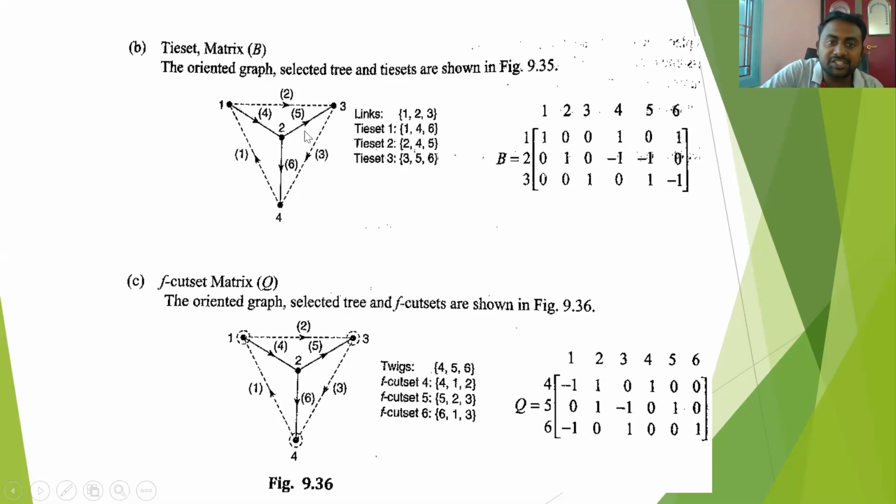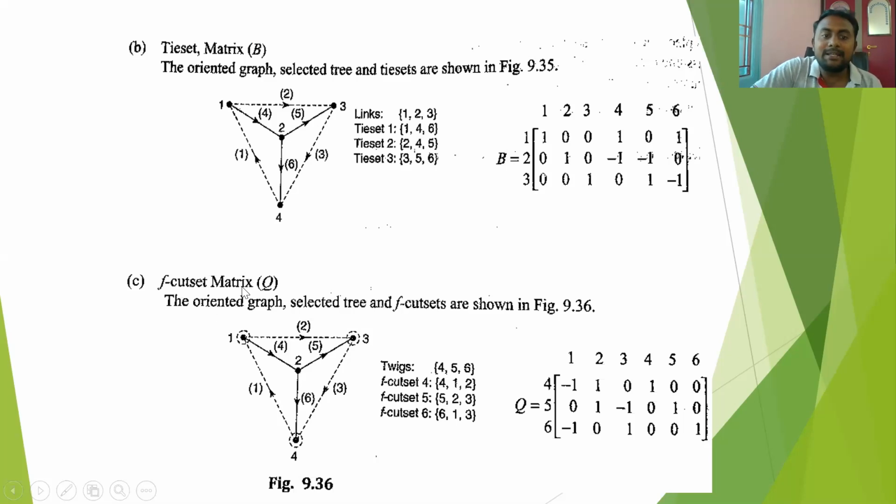For the third loop, the loop direction is always considered with respect to the direction of the link, that is this one. With this direction, 6 is opposing, 5 is the same. Opposing means minus 1, so for 6 we place minus 1. For 5 we place plus 1, and for 3 I place plus 1.